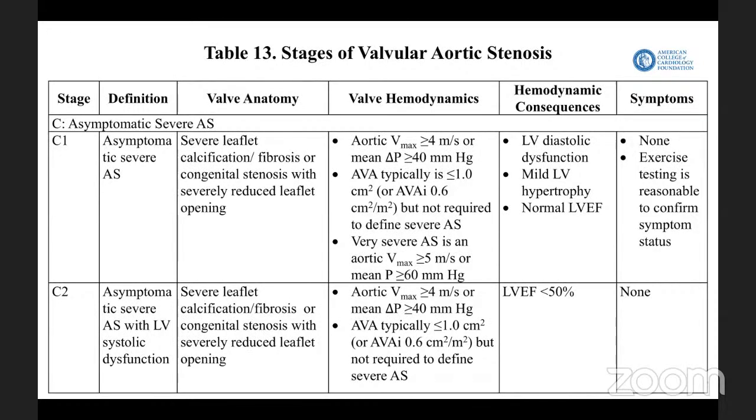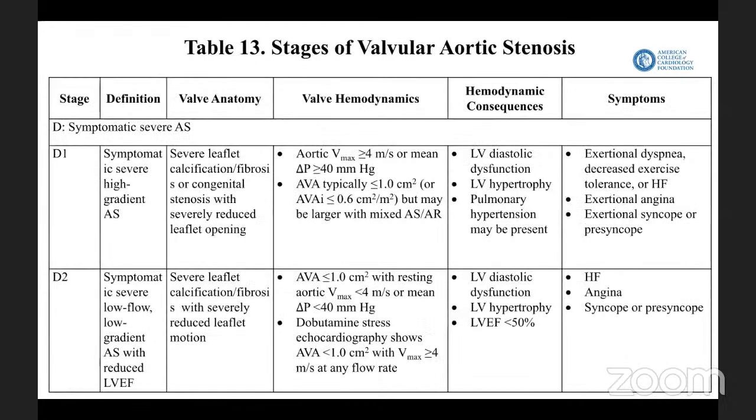For stage C2, for asymptomatic patients with severe aortic stenosis and LV systolic dysfunction, they tend to have similar valve anatomy features and similar valve hemodynamics, but with reduced left ventricular ejection fraction and still no symptoms. Moving to stage D for symptomatic patients with severe aortic stenosis, it's also in this case subclassified into 3 stages for aortic stenosis.